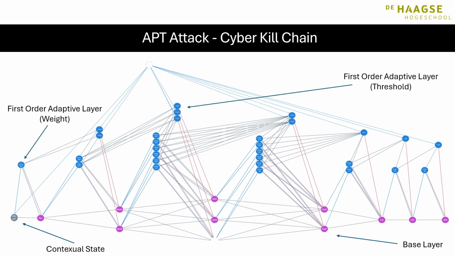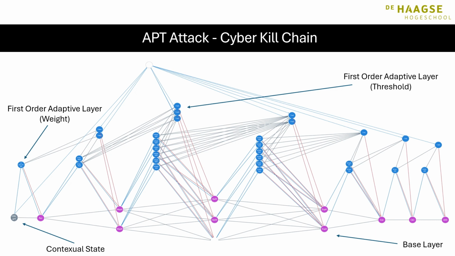Then we have the first order adaptive layer of the model, which simulates adaptive thresholds and weights. The thresholds represent vulnerabilities in the system. So if a threshold for one of the states is lower, it makes it more excitable and less input is required to increase it and progress to that part of the kill chain.